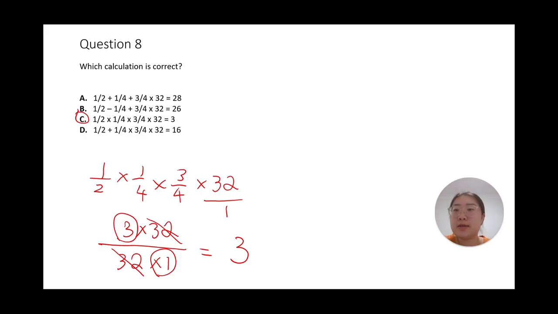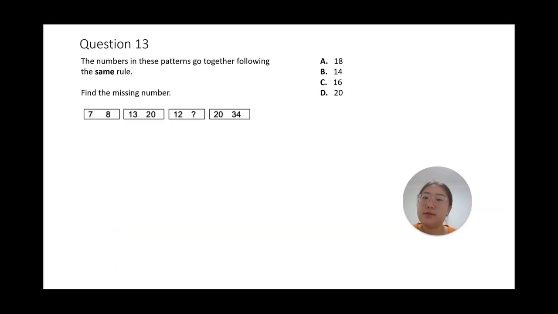So C is correct. A, B, and D can be correct if you work it out in the wrong way. If you work it out without respecting BODMAS, then it would be correct, but you need to make sure to do BODMAS, okay? Now, the following follow the same rule. Find the missing number.